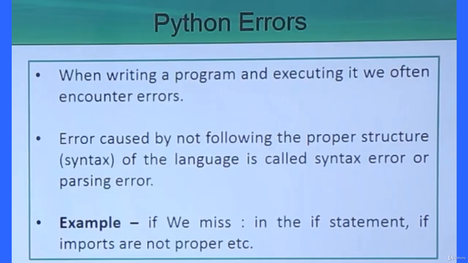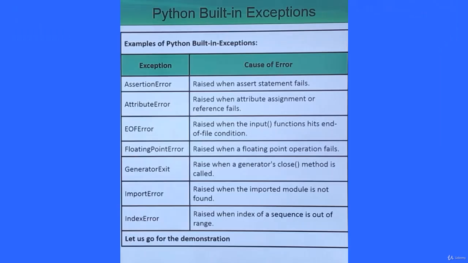Exceptions are raised whenever you have erroneous conditions. So, now let us discuss Python exceptions. Here we have some Python built-in exceptions. Just consider each exception and its cause of error. One is the AssertionError, raised when an assert statement fails. We have a separate video to discuss assertion. Please watch that one, and if the assertion fails, then this AssertionError will be raised.